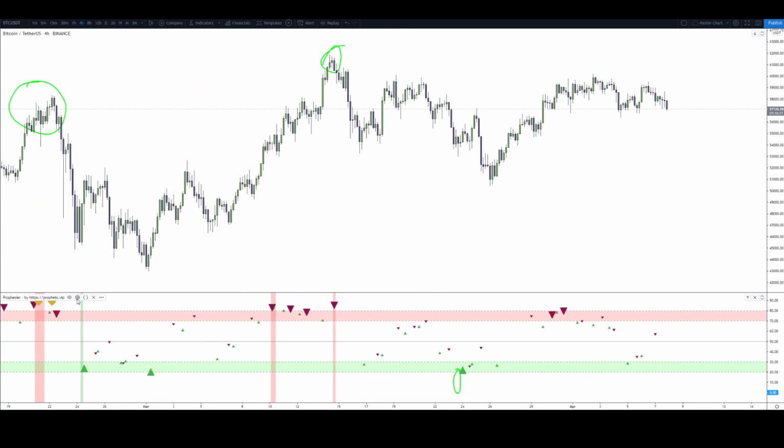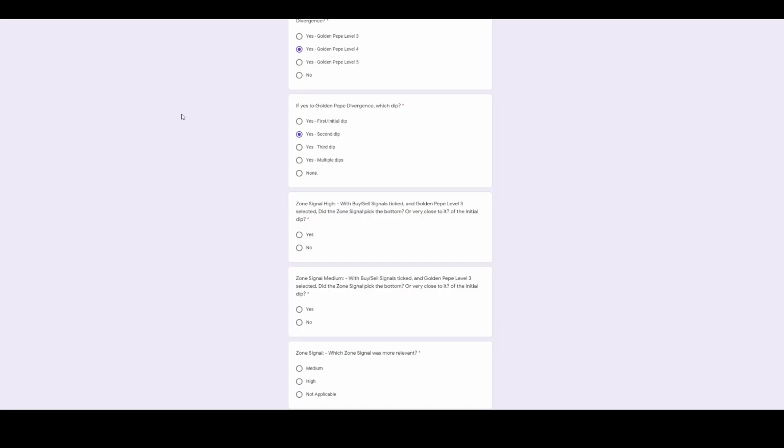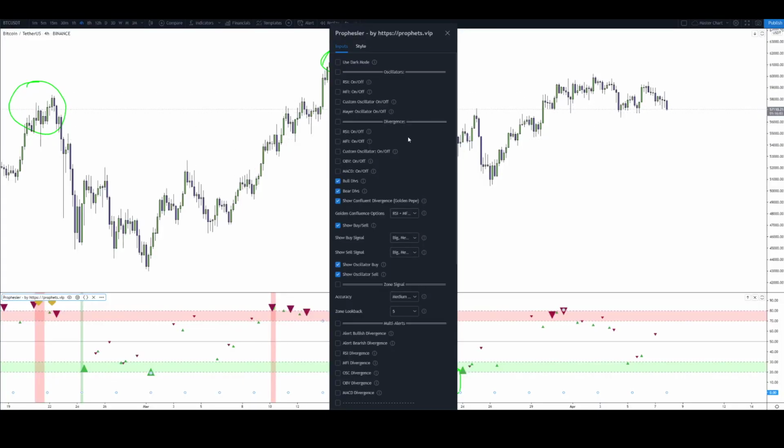Alright, now we're on. Cool. So let's go back to the body question. With buy sell signals ticked on, golden peak level 3 selected, does the zone signal pick the bottom or very close to it of the initial dip? So this needs to be reworded. This will be the third dip. Cool, so that's ticked. Level 3 is picked. There we go. Cool, let's leave it there for now.